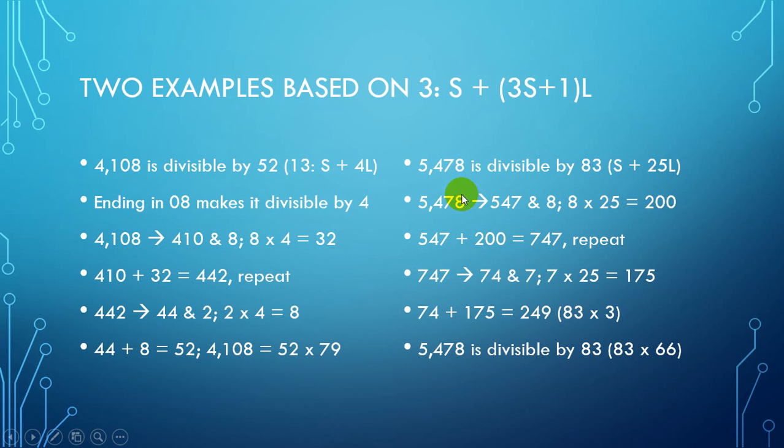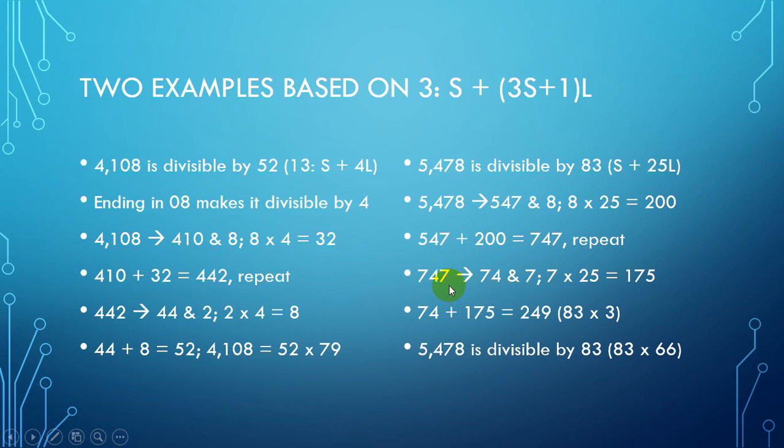So 5,478 breaks apart into 547 and 8. And so you take this 8, and again, remember you're multiplying by 25. 8 times 25 is 200, and then you're adding that. So 200 makes a nice number to add to 547, gives you 747. Not the plane, but the jet plane, but you know what I'm talking about here. The number 747. And let's repeat that until we get a clear multiple of 83.